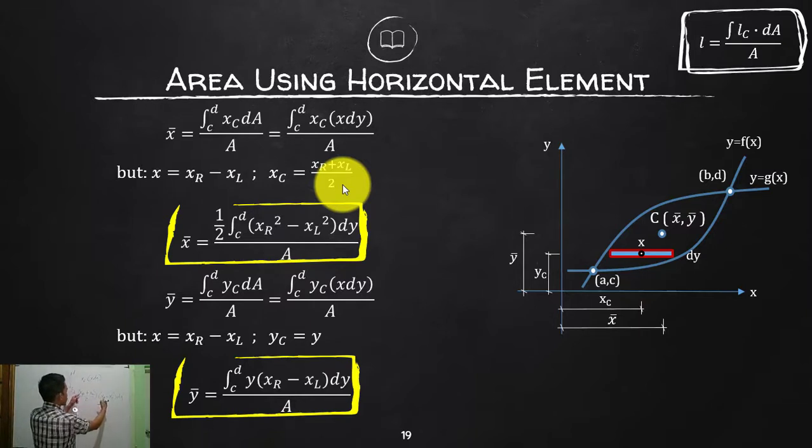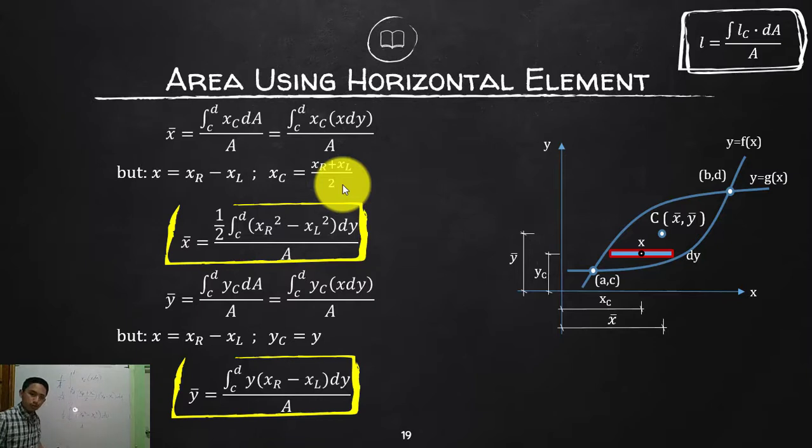I will expand this one. 1/2 is already there. So you are multiplying this binomial, a sum and difference of identical terms. So xr times xr is xr squared. And then xr times negative xl is negative xr xl, and then this is positive xr xl. So if I add, this will cancel. And then finally, xl positive, xl negative will be negative xl squared. And then of course dy.